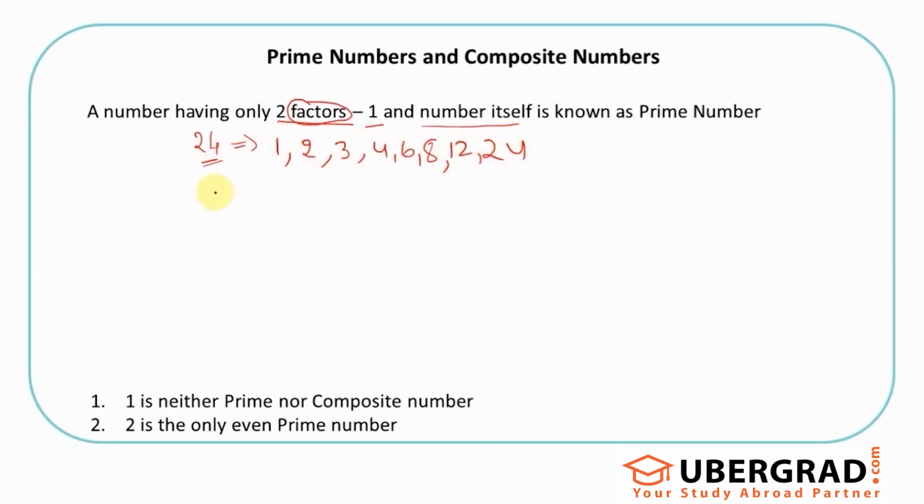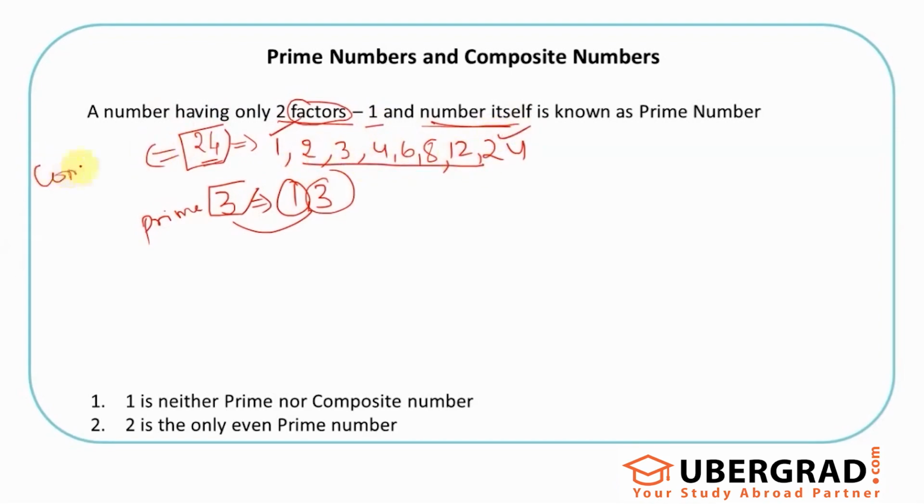These are all the factors. If there is a number like 3, the factors are just 1 and 3. A number having only two factors, 1 and the number itself, is known as a prime number. So 3 is a prime number, but 24 is not, because 24 has factors other than 1 and the number itself. So this is a composite number. A number which is not a prime number, we can call a composite number. There is an exception, we'll come to that.